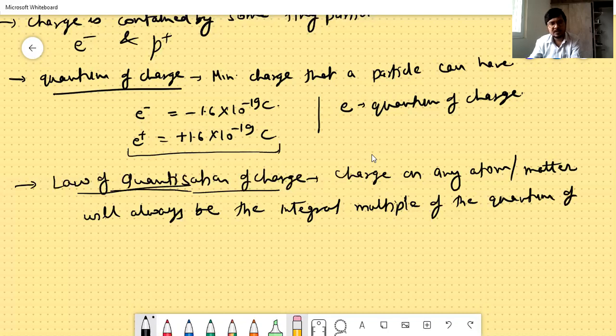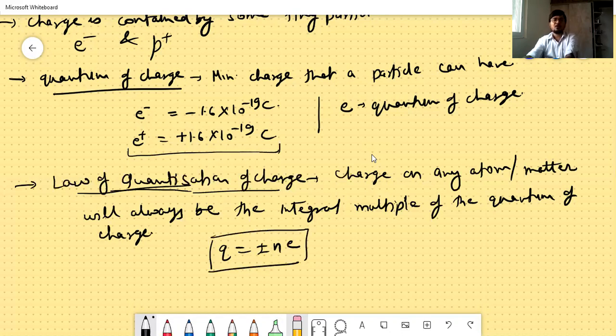This is quite clear actually from common sense, that the charge cannot be a fractional multiple of protons. The charge on any matter cannot be a fractional multiple of electrons also. So what do we write if there is q charge on any atom or matter? It will be plus minus n into e, where e we have already discussed, and n is an integer. This is the law of quantization of charge.